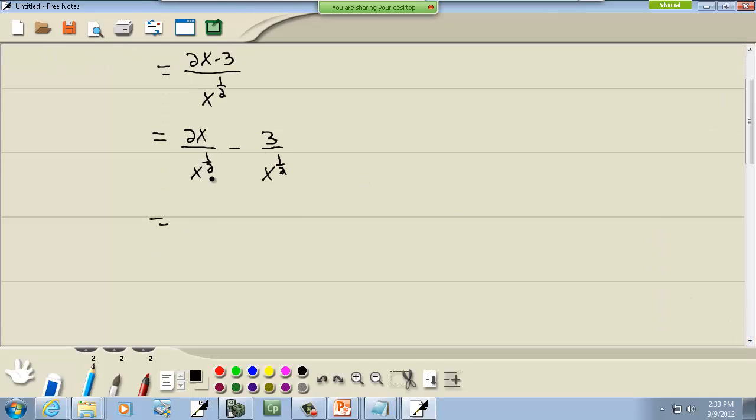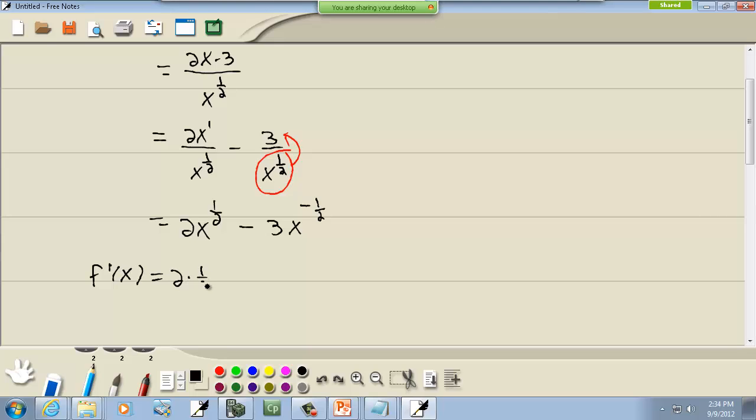Well, if we have x to a power over x to a power, you subtract the exponents. And if I were to put an exponent here, this is 1. So this would become 1 minus 1/2 gives us 1/2. And here I want to take that x to the 1/2 upstairs. It becomes x to the negative 1/2. So we get 3x to the negative 1/2. And now we can find our derivative.